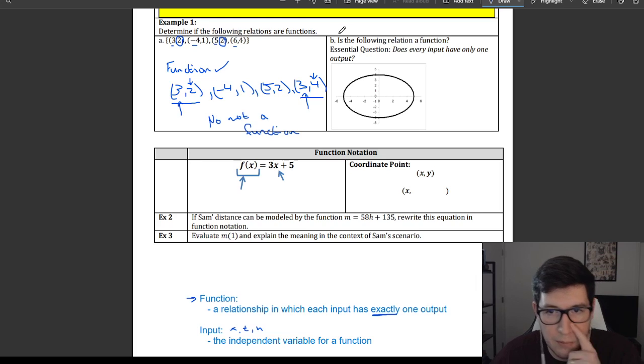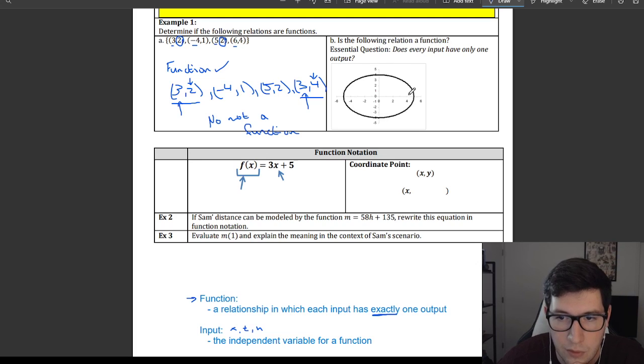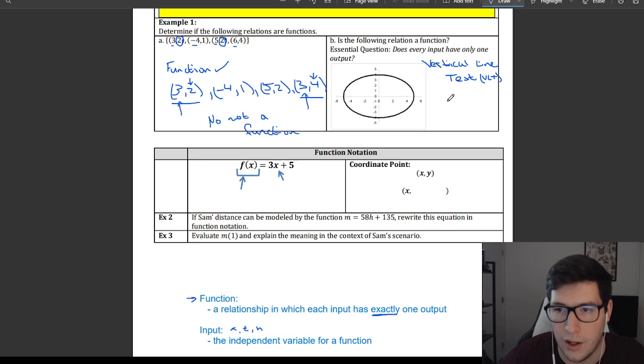Looking at B, it says, is the following relation a function? As you can see, the essential question here is, does every input have only one output? When we're looking at something graphically, we have a neat little tool that we'll use, and make sure you write this down, this is the vertical line test. You may see it abbreviated as VLT, but this is the vertical line test.